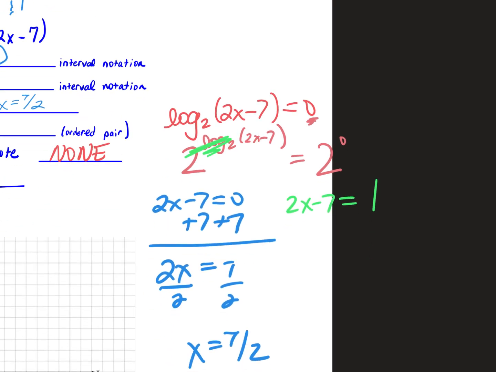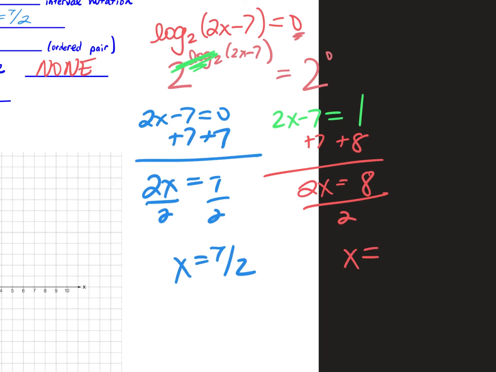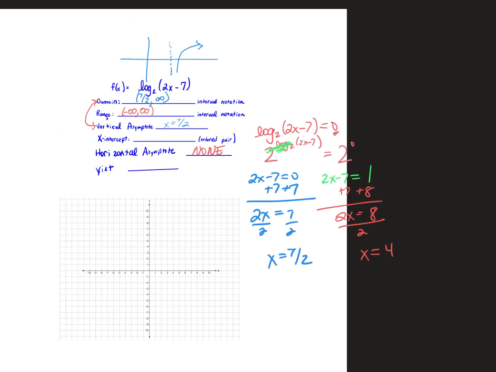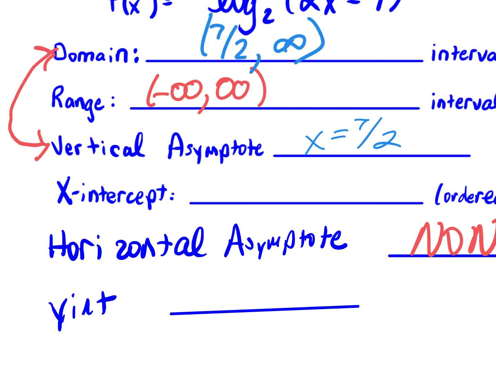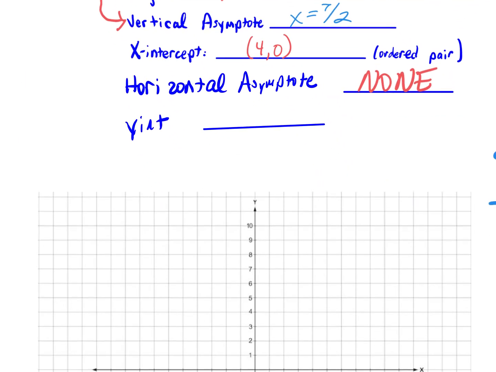And now when we solve this, we add 7 to both sides. I get 2x equals 8. So my intercept is at x equals what? How do I write x equals 4? 4, 0. It's at 4, 0. Agreed? Okay, so let's graph this.